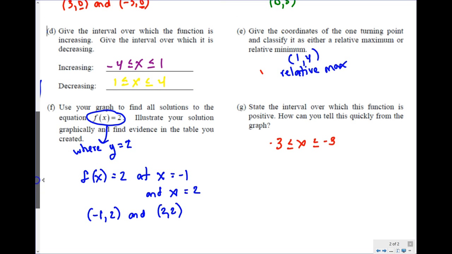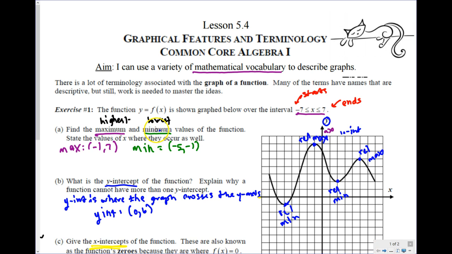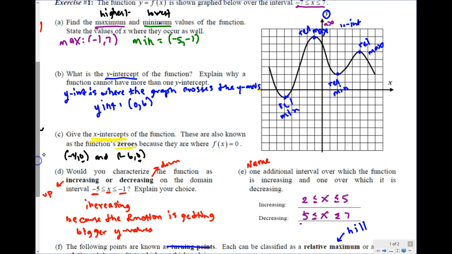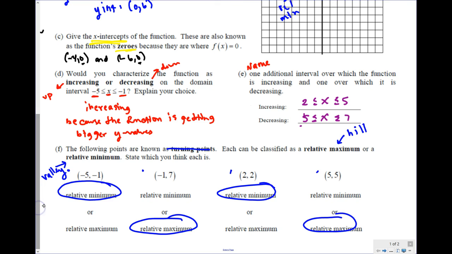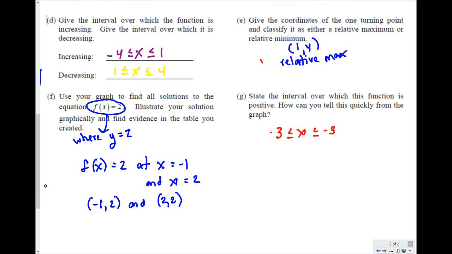Alright? So a lot of vocabulary in this lesson. A lot. Let's go back and review. We talked about maximum minimums. We talked about y-intercept, where the graph hits the y-axis. We talked about x-intercepts, where the graph hits the x-axis. We talked about increasing and decreasing and how to notate that. We also talked about turning points and how those are going from valleys to hills and being relative minimum maximums. And then finally, we talked about a function being positive.